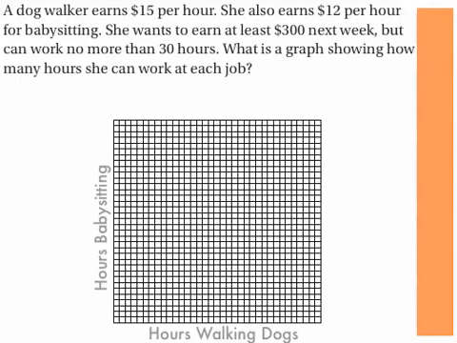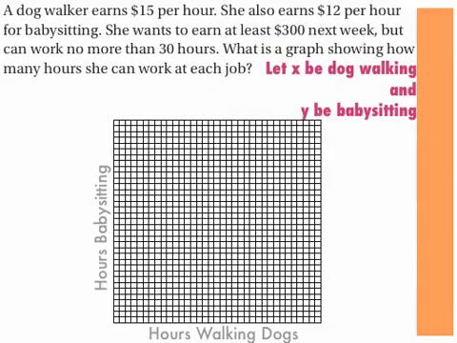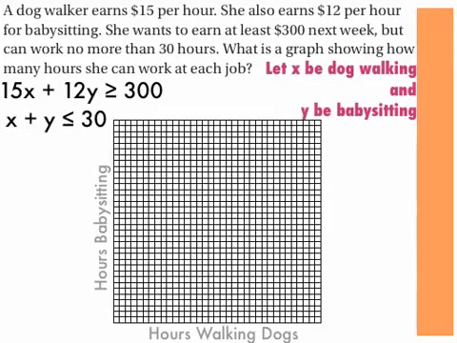First thing I need to do is say let x be the dog walking and let y be the babysitting. The first inequality that I could write is that 15 times x, or $15 per hour when she's walking dogs, plus 12y, which would be $12 per hour for babysitting, has to be greater than or equal to 300. I can also write the inequality x plus y, remember x is the hours of dog walking, y is the hours of babysitting, has to be less than or equal to 30 because she can only work no more than 30 hours.